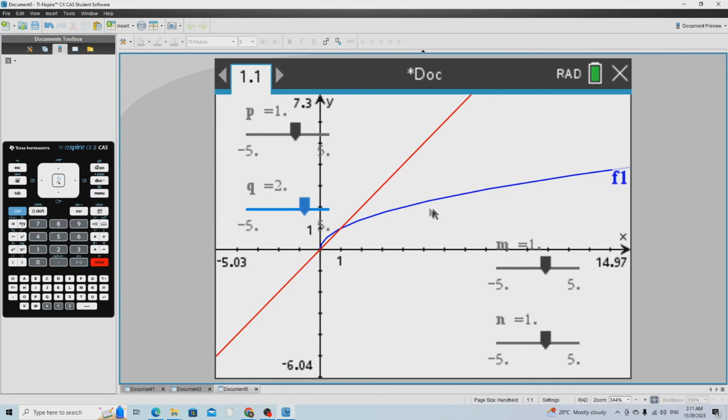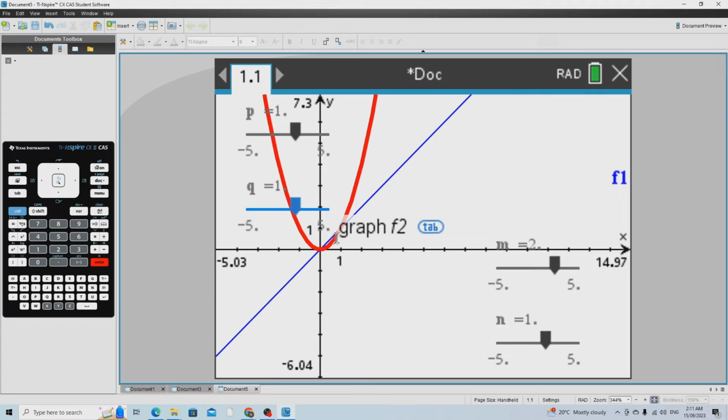What about the next one? m is greater than p. So let's put m as 2 and p as 1. And it says that q and n must be equal, so let's just put these as 1. Same condition. Absolutely, the blue graph is greater from 0 to 1, and the red graph is greater from 1 to infinity. So it still met the condition.